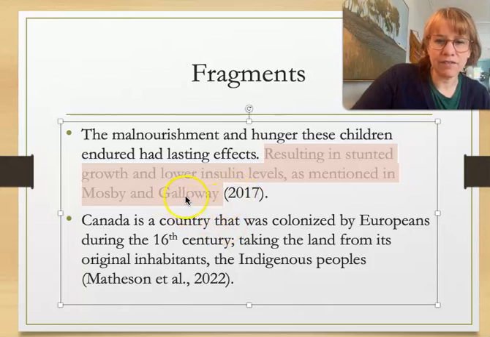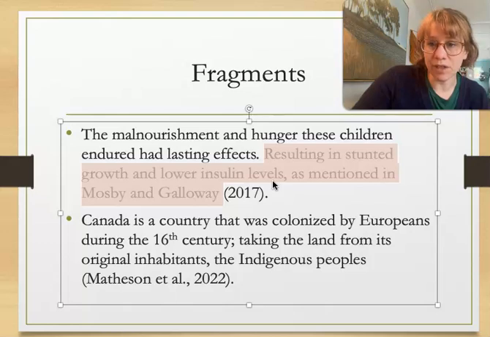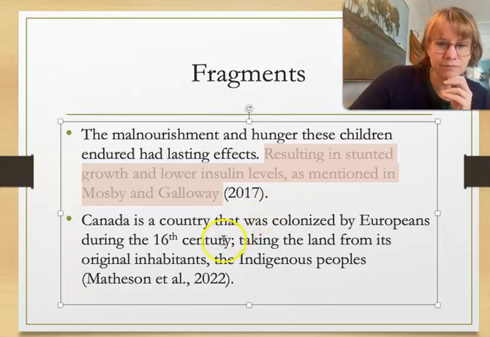So I would need to have, Mosby and Galloway mentioned that malnourishment results in stunted growth and lower insulin levels. You could rearrange the sentence to create a main clause, but you do need a subject and a verb and then the information to complete the sentence.